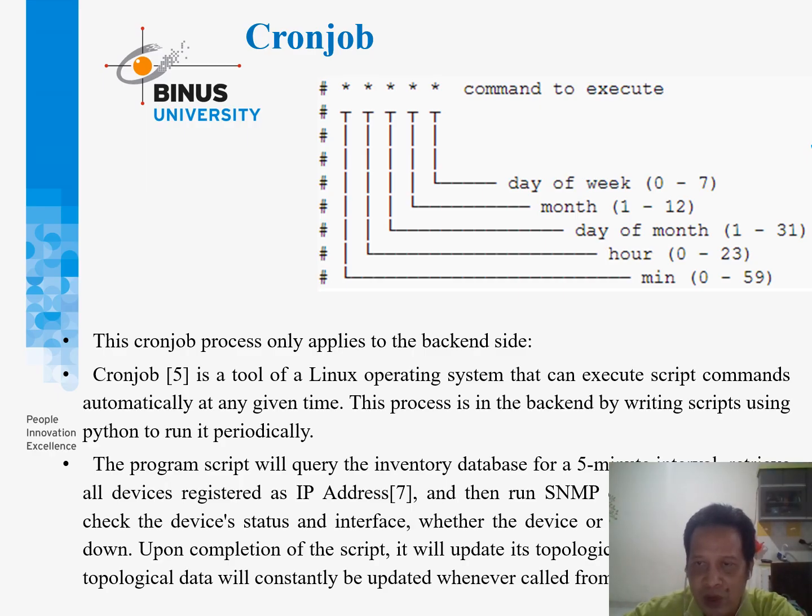The program script will query the inventory database at a 5-minute interval, retrieve all devices registered by IP address, and then run the SNMP query command that checks the device status and interface, whether the device or interface is up or down. Upon completion of the script, it will update its topological inventory data, and topological data will constantly be updated whenever called from the front end. So this is the result of the job.